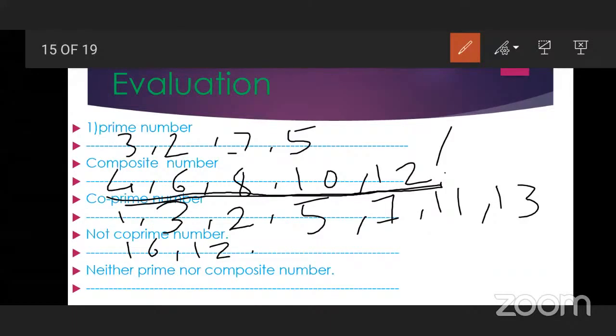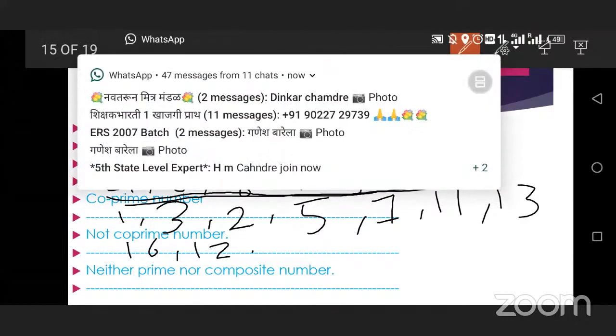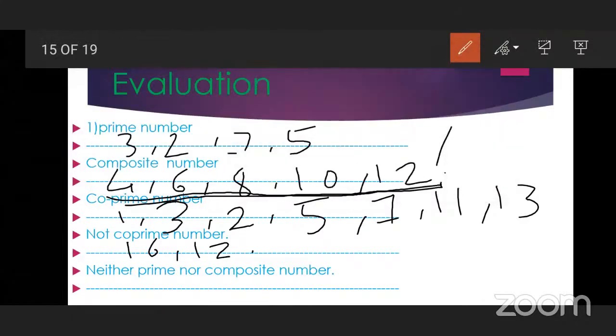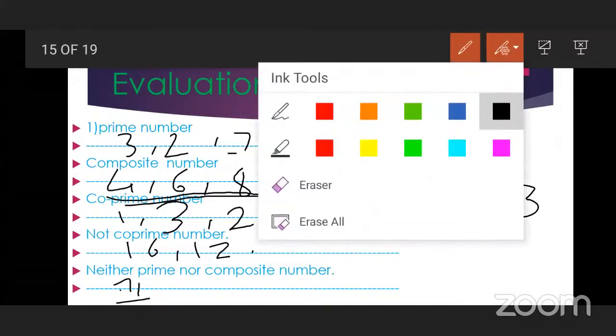Now the next topic: neither prime number nor composite number. Which number is neither prime nor composite? 1. Very good. One is the number that is neither prime nor composite.